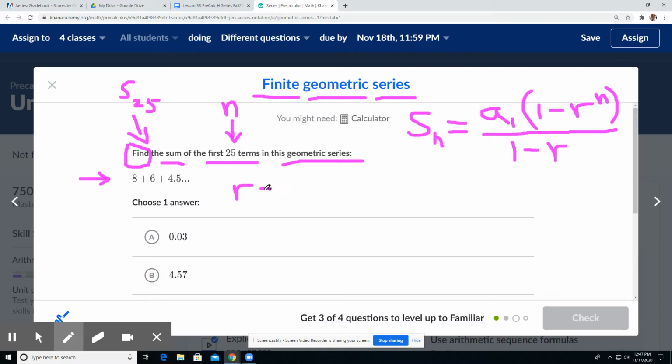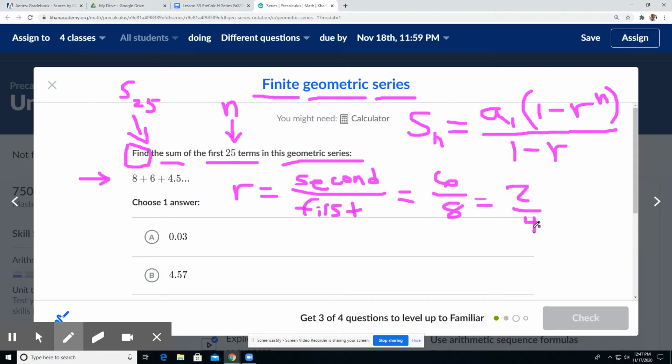The common ratio is going to be the second term divided by the first. Remember, you can go in any order here, but let's just do second over first. So that's 6 divided by 8, which is 3 over 4. 2 goes into 6 3 times, 2 goes into 8 4 times. Check, 3 over 4. Now let's plug all that into our formula.